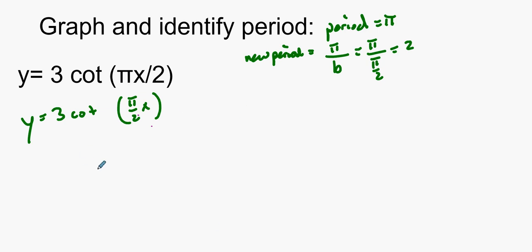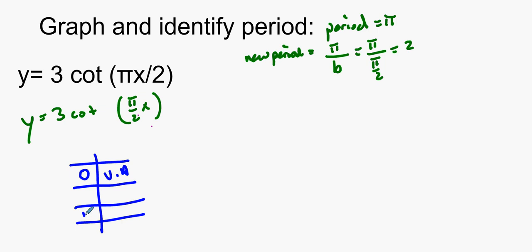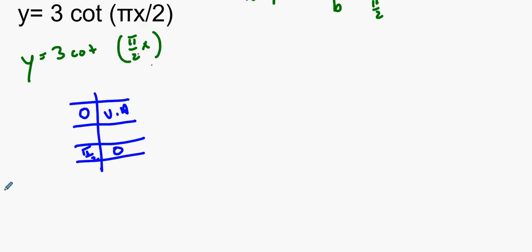All right, well, let's also graph this. And if you recall, cotangent normally starts at 0. That's a vertical asymptote. So I'm just going to do one period here. We go to our next value, which, right in the middle, is going to be pi over 2. So pi over 2, that's going to be 0. And then finally, over here, we're going to have pi. And pi is going to be our other vertical asymptote.